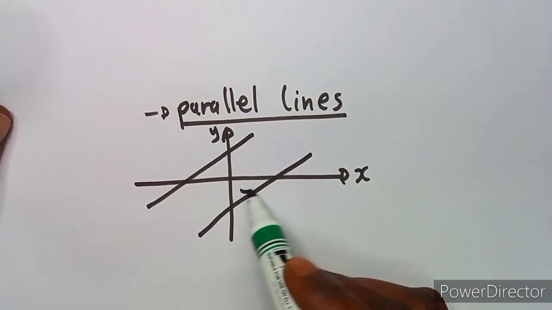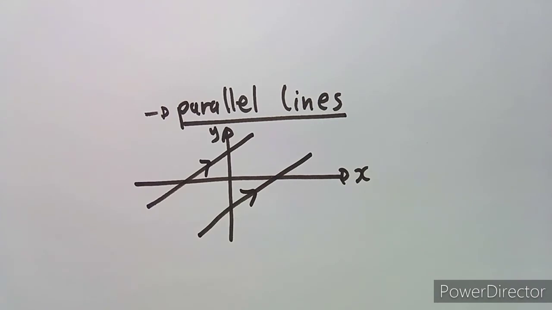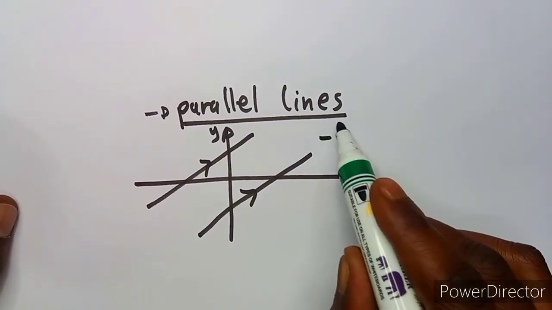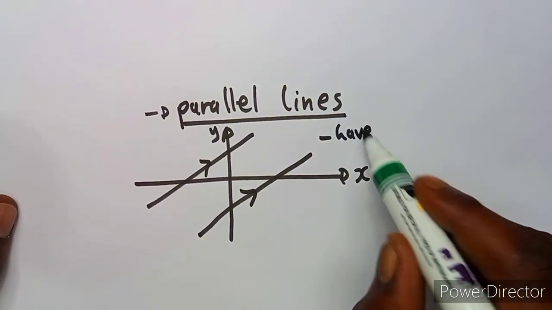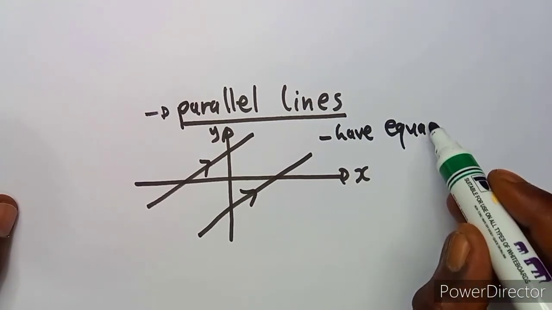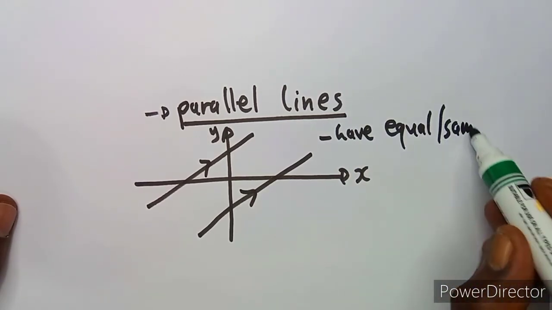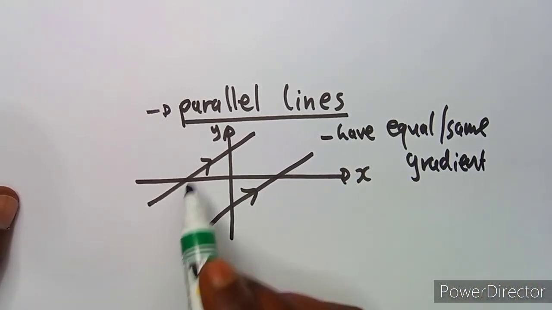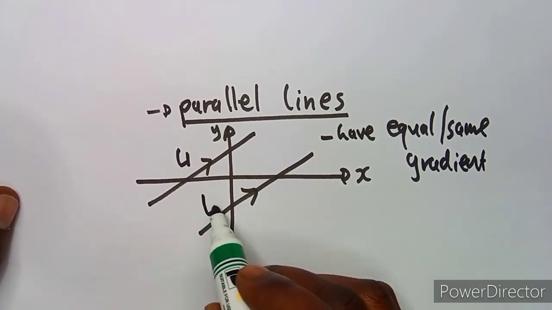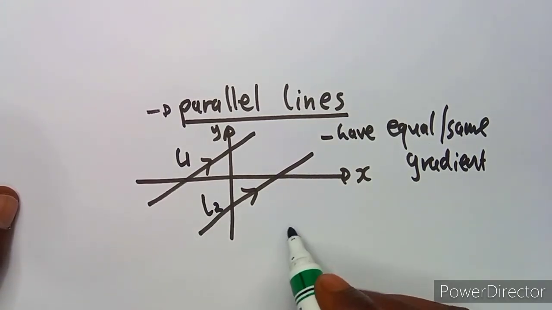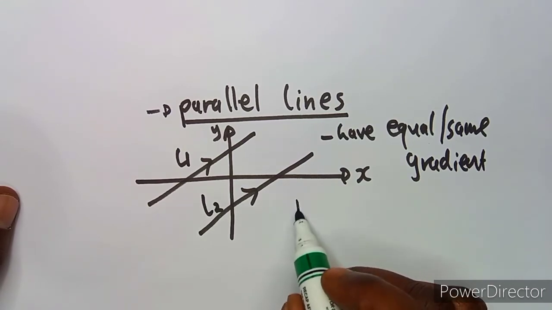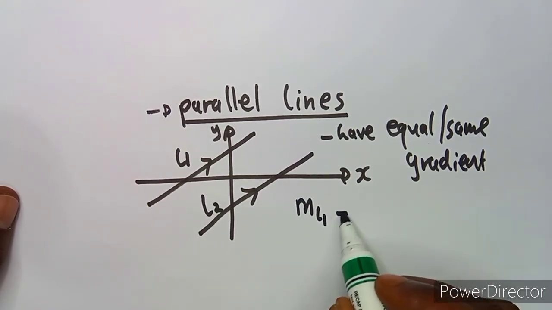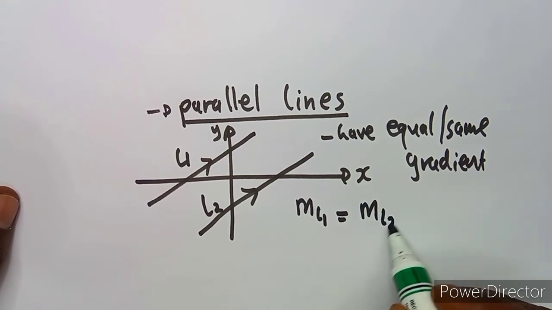So what do they possess when you are into these mathematical skills, working with the gradients and so forth? Parallel lines have the same or equal gradients. Which means if this is line L1 and this is line L2, remember we said gradient is represented by m, so the gradient of line L1 is equal to the gradient of line L2.